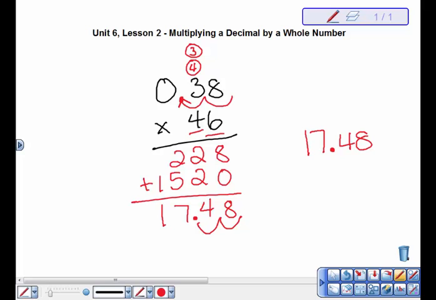I know you guys got the right answer. Like I said, this is super easy. All you need to remember is to ignore the decimal point, multiply like it was a regular old whole number, and then put your decimal point back at the end, and you will have your final answer. Multiplying decimals by a whole number is super simple.